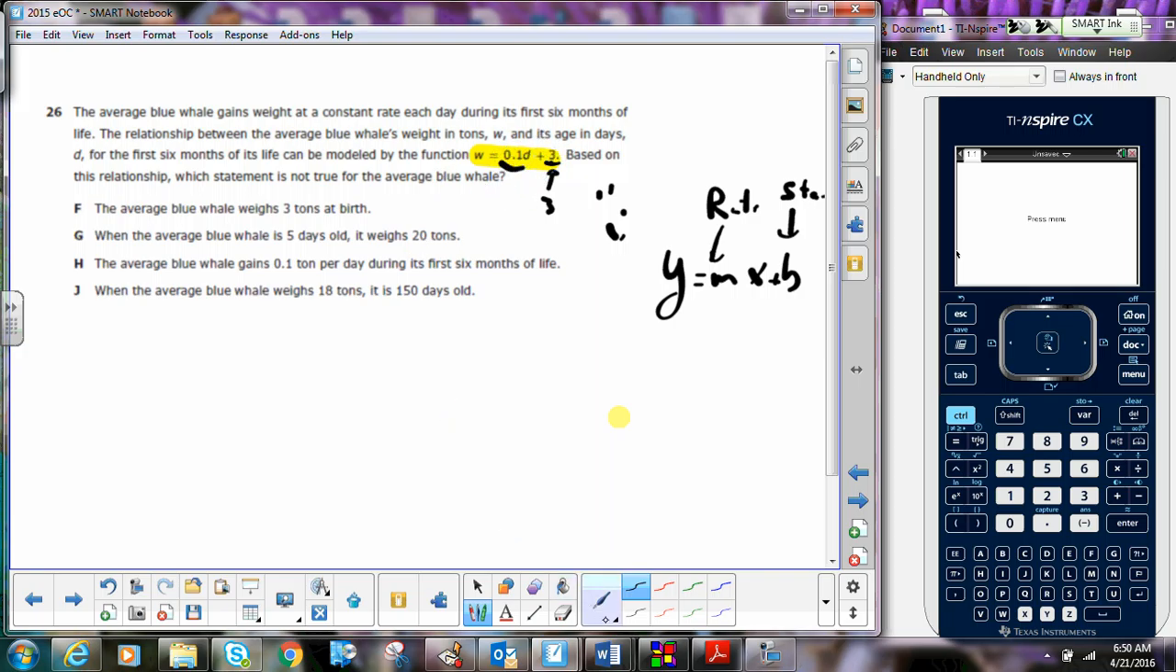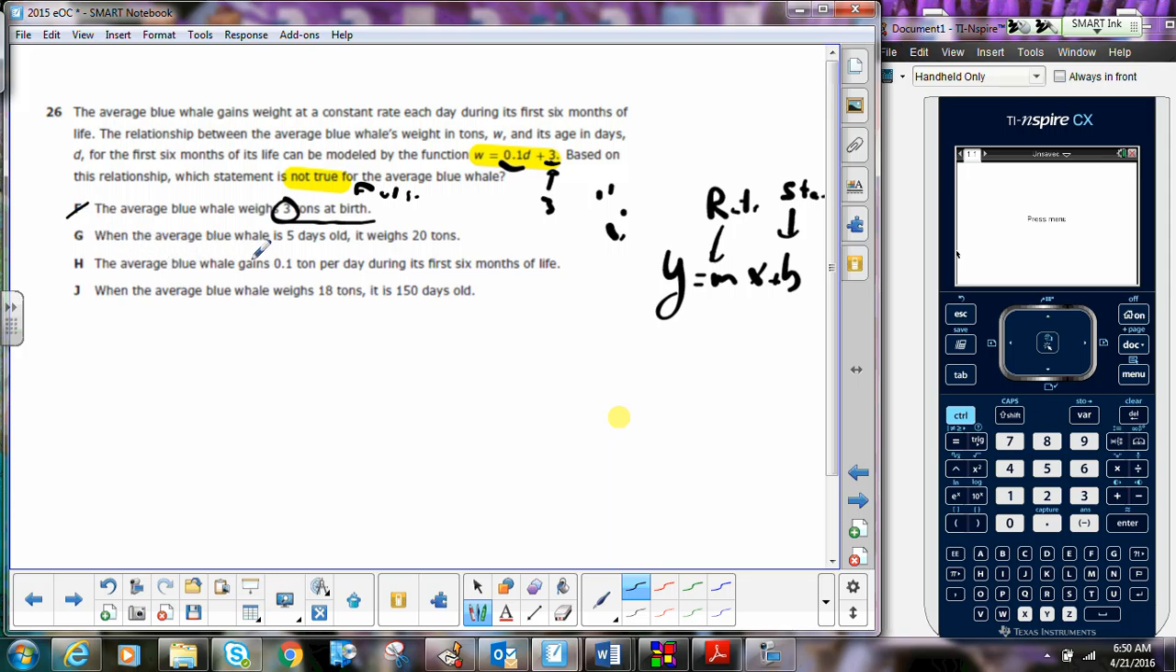Now, the main thing, let's find the statement which is false. Not true means false statement. We're looking for the false statement. Now, let's read F. The average blue whale weighed 3 tons at birth. At birth, this is correct. 3 is the starting point. The starting point means at 0 days, means at birth, yes, weighed 3 tons. So this is true. Since this is true, we're going to cross it out.